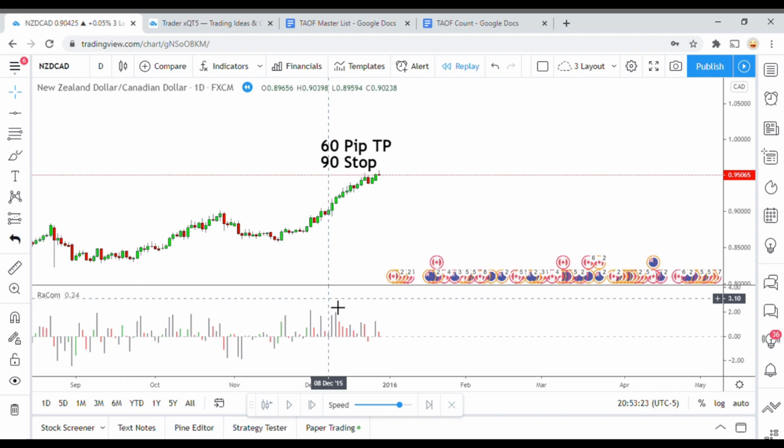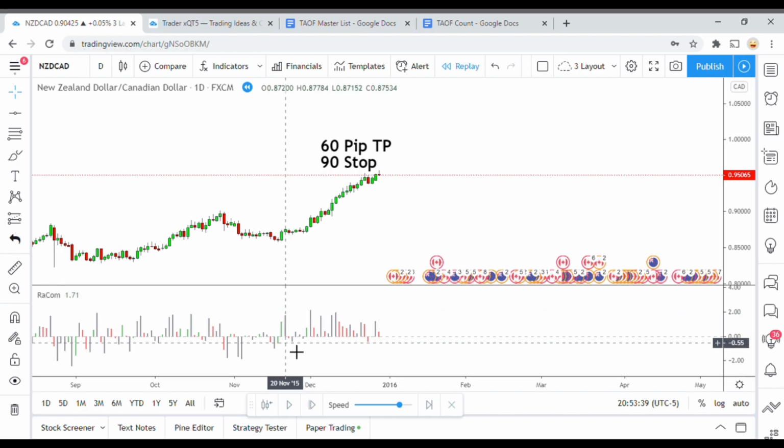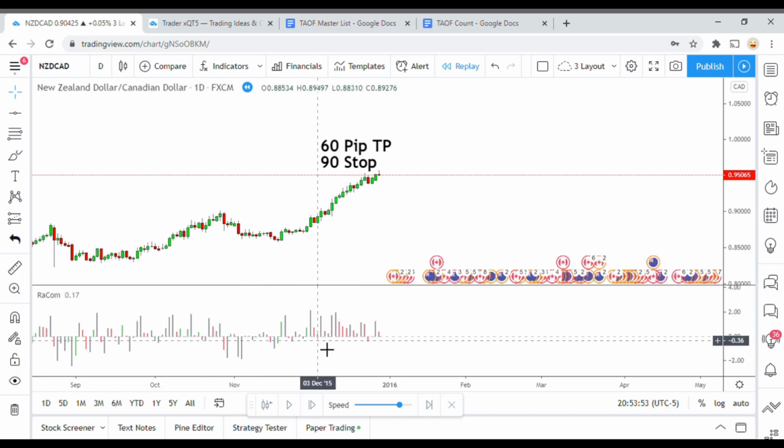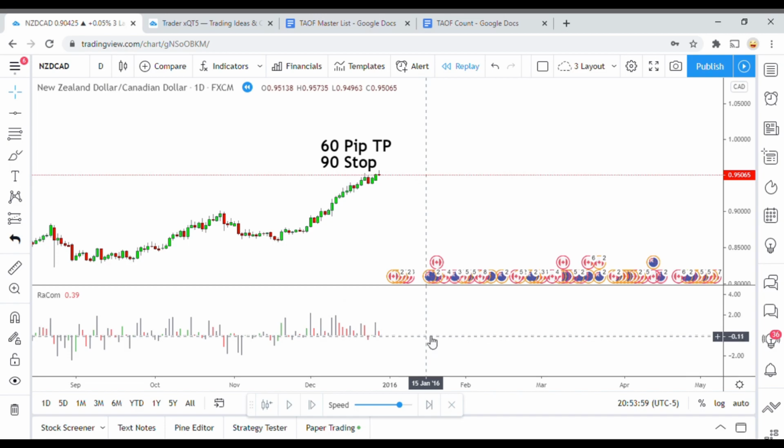It is a TradingView member created indicator, and so of course you can find a link to it down below in the description. The creator was pretty clear on how it should be traded. When you get a red spike, a red bar, that is a signal to go short. When you get a green spike or a green bar, that is a signal to go long. You can see that the indicator is basically a histogram indicator, and it is a zero line indicator as well.